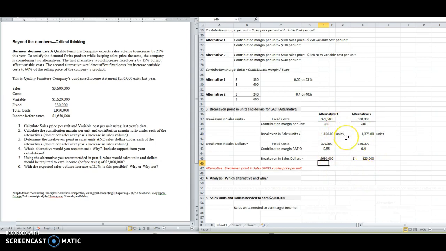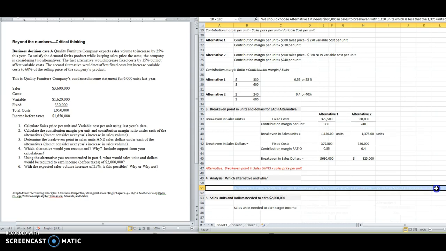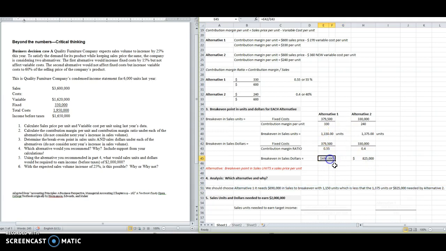When we're looking at break-even points, we want to go with the one that has the lowest amount, because the lowest amount of units required to break even gives us the best opportunity to earn more profit. So, what should we do? We should definitely go with alternative 1. Alternative 1 is less than alternative 2 in both units and dollars, which it would be, right? So we only need $690,000 to break even under alternative 1, and we would need $825,000 under alternative 2.